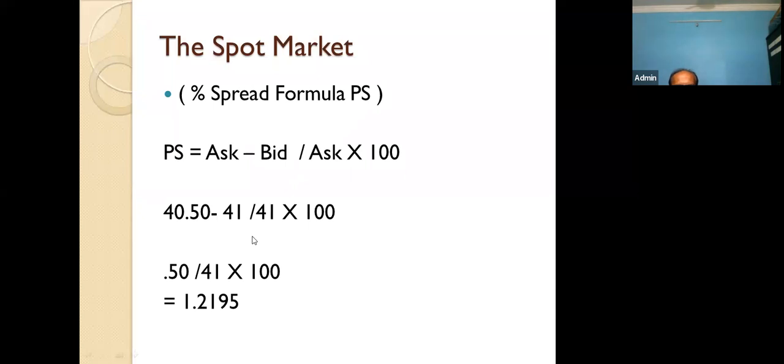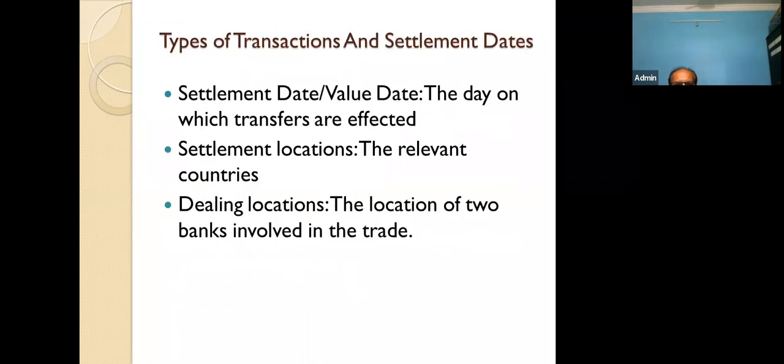If we calculate the spread, the difference, it is coming 1.292195%. So this way the spread formula can be calculated. Please remember the formula, that is ask price minus bid price upon ask price multiplied by 100. And we have taken some factual figures also in order to understand. So this way we can calculate the percentage spread. Today we have discussed the structure of foreign exchange market. Then we also discussed the types of transaction and settlement dates.